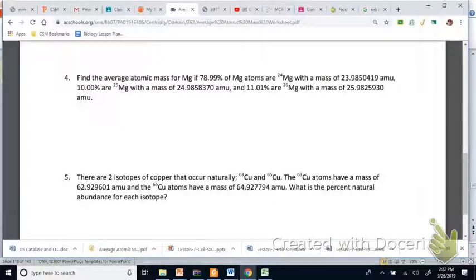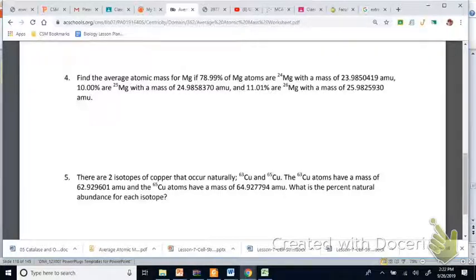All right, so let's take a look at question 4. We are given the percent abundance of magnesium 24. We're given the mass of magnesium 24. We're given the percent abundance of magnesium 25. And we're given the mass of magnesium 25. And we are tasked with finding the average atomic mass for magnesium.